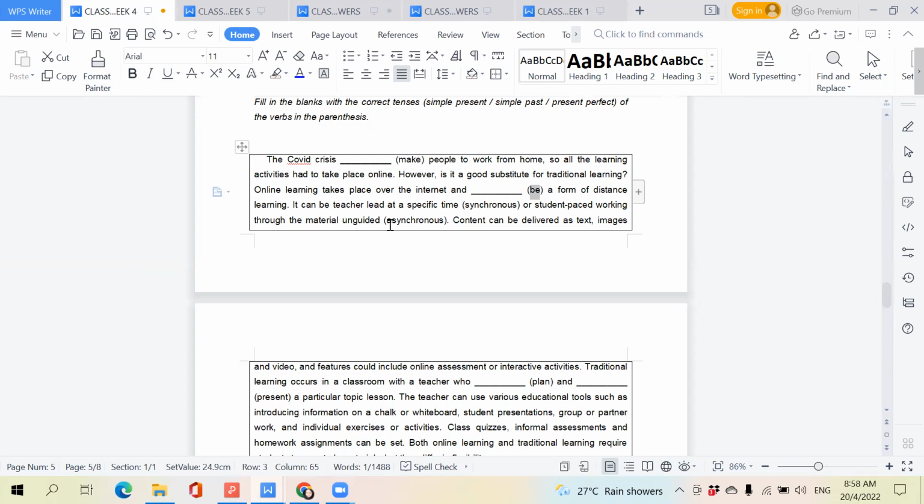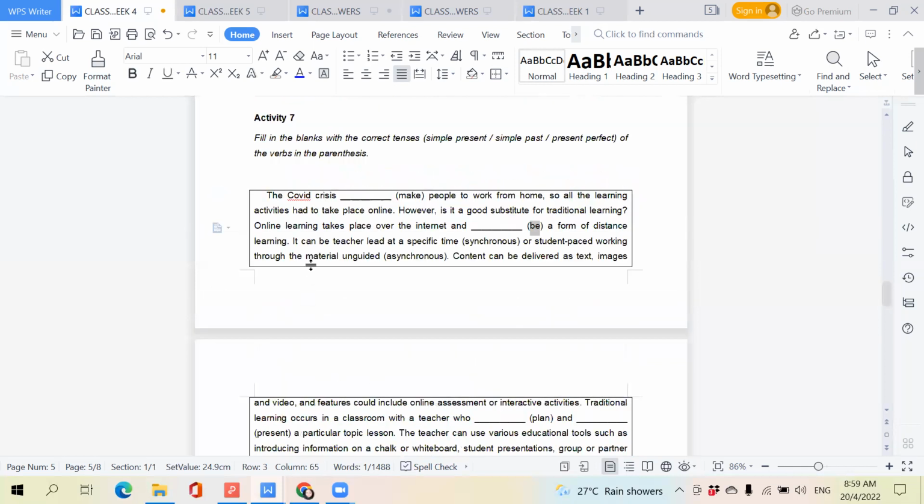Alright. And then this one, plan. So is it plans, plan, or planned? And this one, is it present, presents, or presented? So you have to identify. Okay. Anyway, the COVID crisis, blank space, people to work from home, so all the learning activities had to take place online. So when you read or when you are writing your own paragraph later, please understand the context. Okay, how do you want to deliver the message to your readers? So that's why you have to think carefully. What kind of tenses should you use?